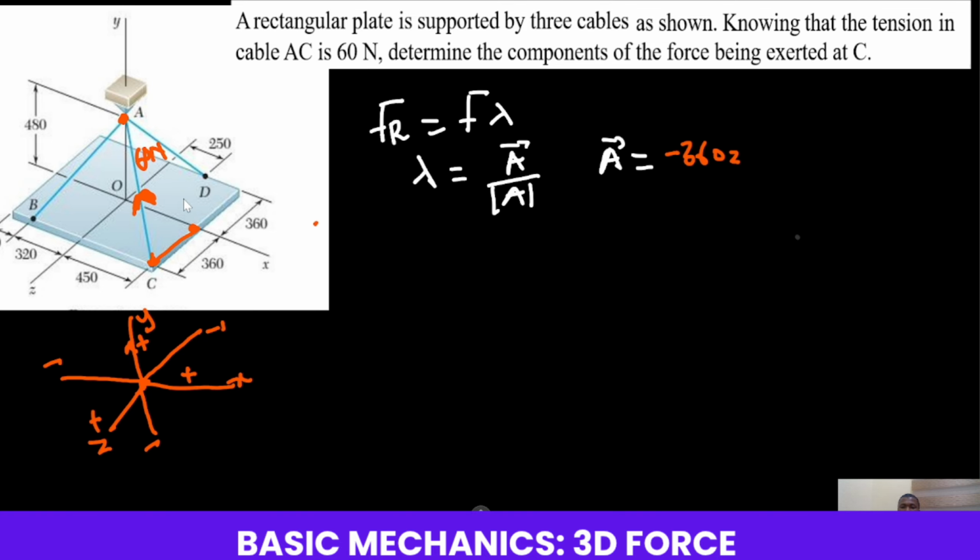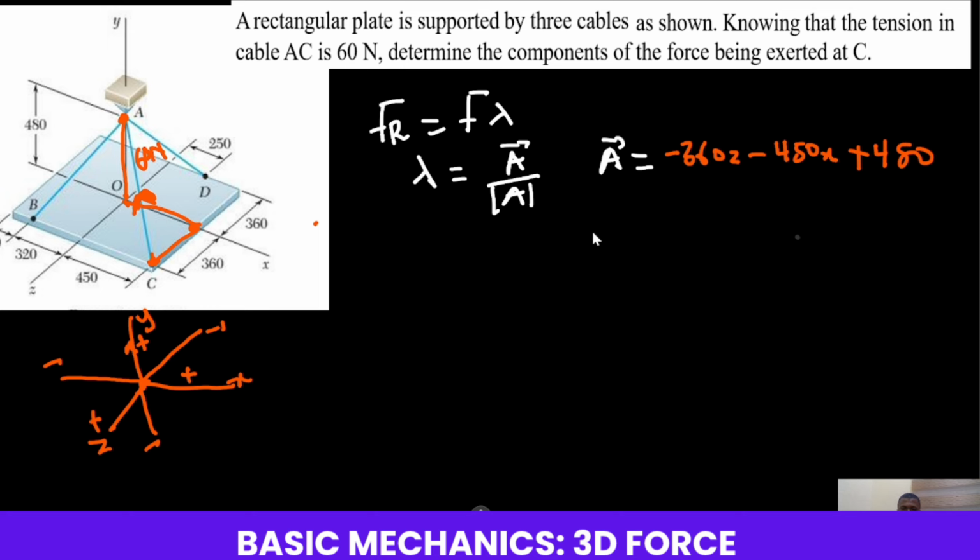Now from here we move to the center, and don't forget we are moving in the opposite direction to the x-axis. That gives us negative 450, the distance is 450 x. Finally we move from the center to where the force is acting, A, in the positive direction. So that will give us plus 480.